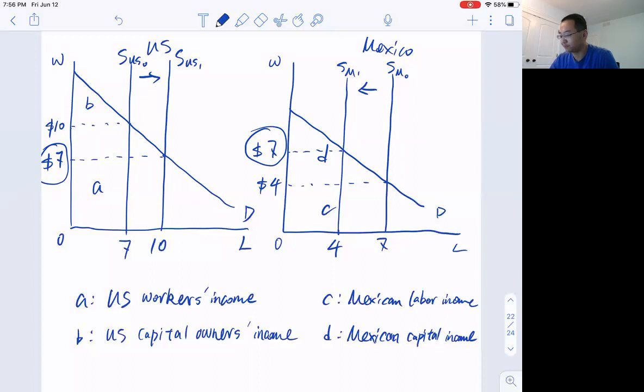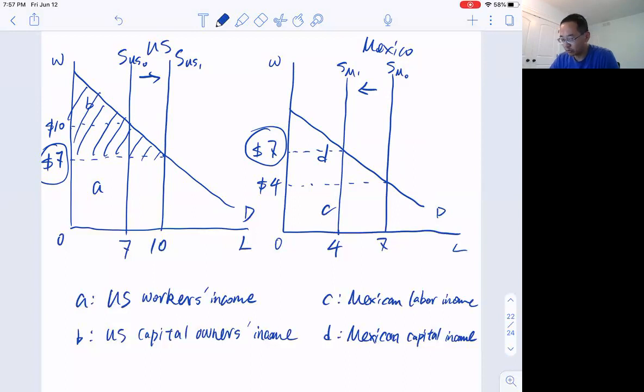So now let's look at what has happened. You can see in the U.S., because more new workers have driven the wages down, the capital owners' income increased from area B to this whole triangle. So capital owners are really happy about the incoming migration of workers.